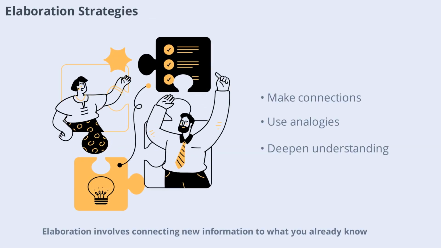Elaboration involves connecting new information to what you already know. This could mean creating examples, making analogies, or explaining concepts in your own words. By elaborating, you deepen your understanding and make the information more meaningful, which helps with long-term retention. It's a powerful way to move beyond rote memorization.